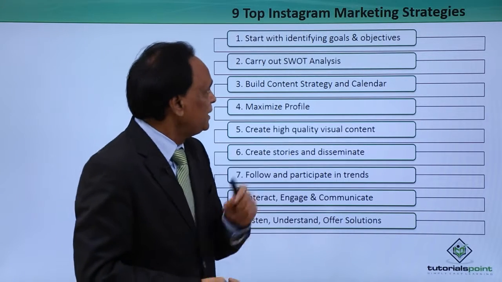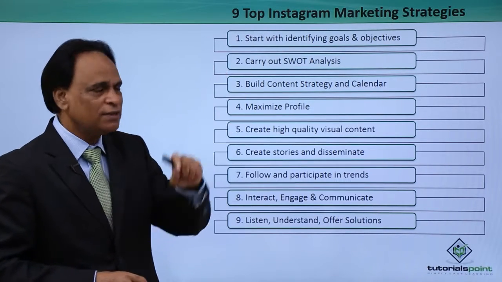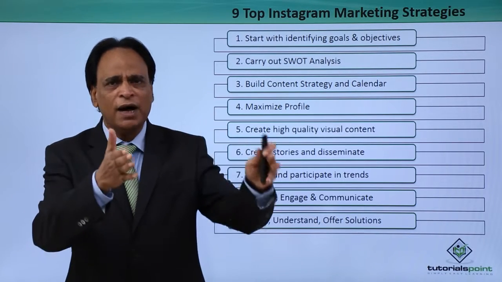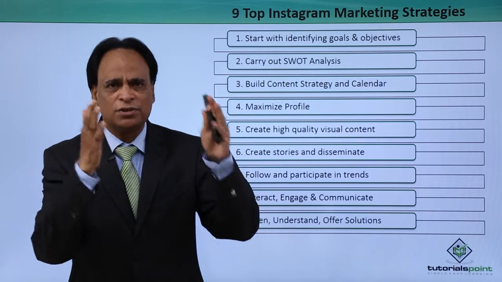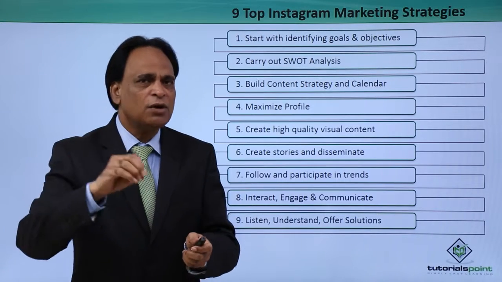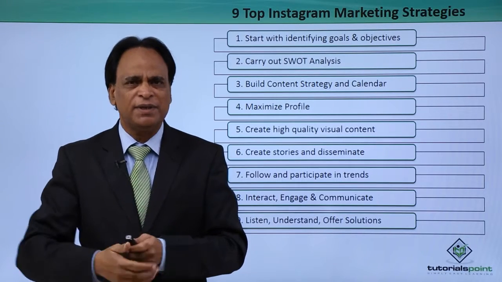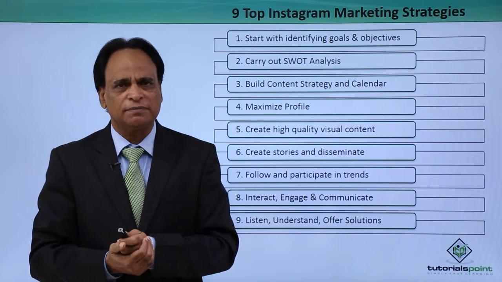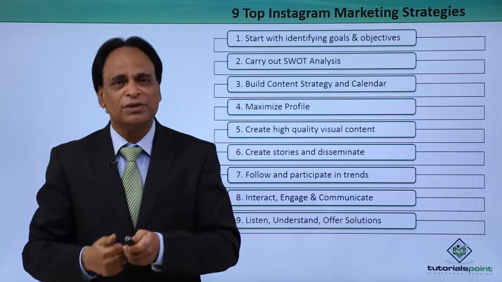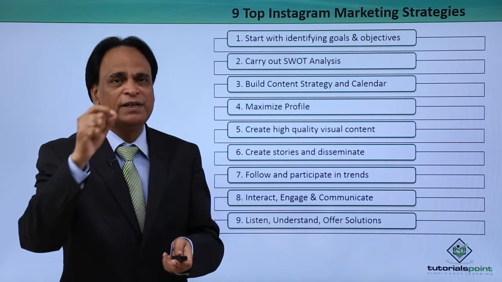First and foremost, nine top Instagram marketing strategies that you can think of implementing for your business. Let us start with the first one. Start with identifying the goals and the objectives. If you have a business, there are certain services, solutions, or products. Now you are selling them and you want to have an account on Instagram to reach the intended audience who are available on Instagram. There are millions and millions of people out there on Instagram. You need to clearly define what you want to achieve by having an account on Instagram. What are your goals and objectives? This needs to be defined very clearly.